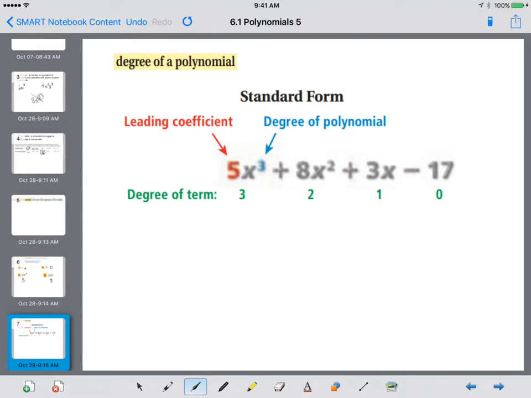The degree of a polynomial is different. We like to write polynomials in standard form, meaning highest degree down to the lowest degree. The leading coefficient means the term that starts the polynomial. So it is the coefficient, the number in front of the variable that starts the polynomial. The degree is the highest degree of the term. So for this polynomial, the degree would be 3. It is a cubic function.